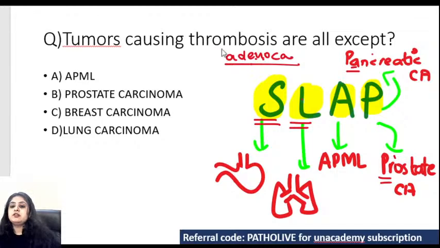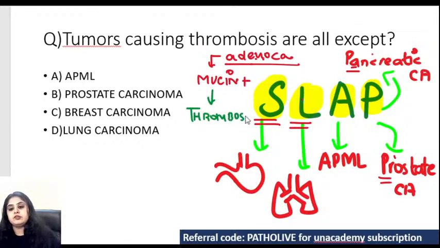Why so? Because adenocarcinomas are very famous for producing mucin. When mucin production occurs, you all should know from your general pathology that mucin is thrombogenic. Mucin is very famously known for causing thrombosis. So mucin is thrombogenic. That is something you should know. So automatically all of them will cause thrombosis. What about this one? What about APML?